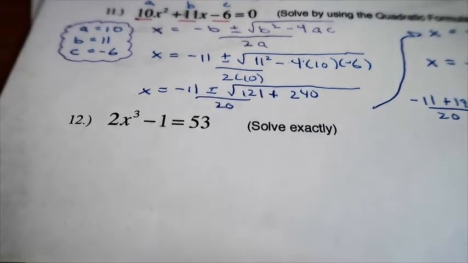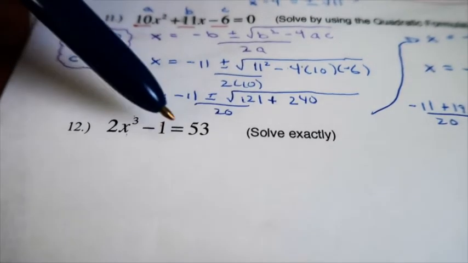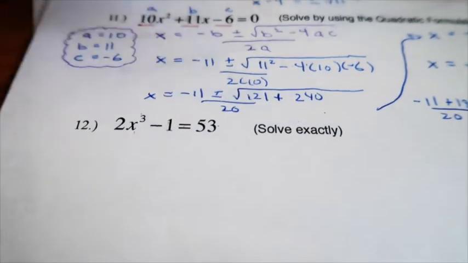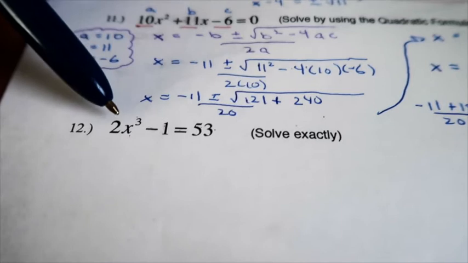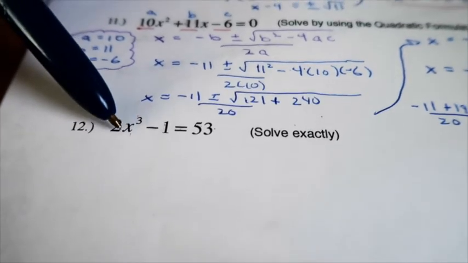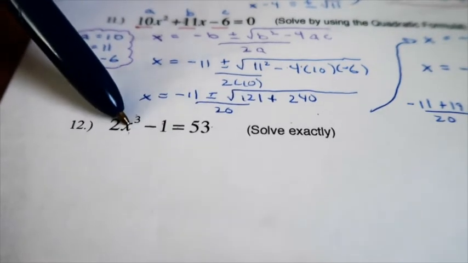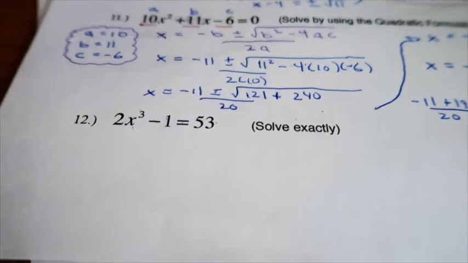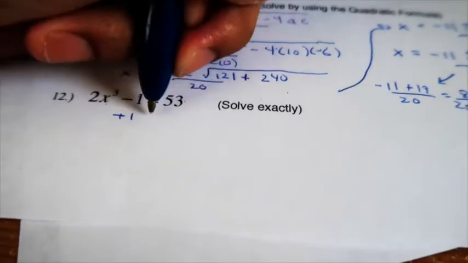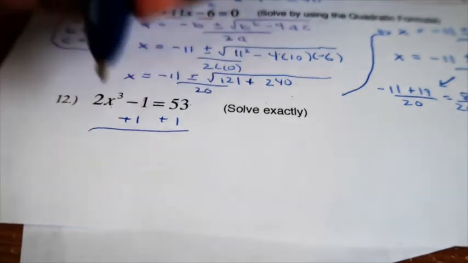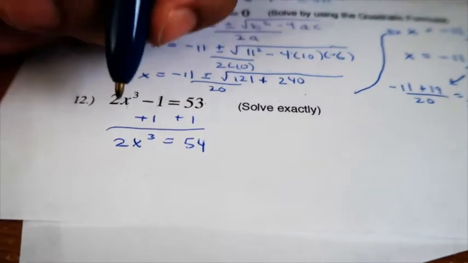12. We have 2x cubed minus 1 equals 53. Solve exactly. So we said that this one we have to use inverse as well. Now we know that the inverse of x squared is a square root. Now the inverse of x cubed would be the cube root. So let's add 1 on both sides. We're left with 2x cubed equals 54.